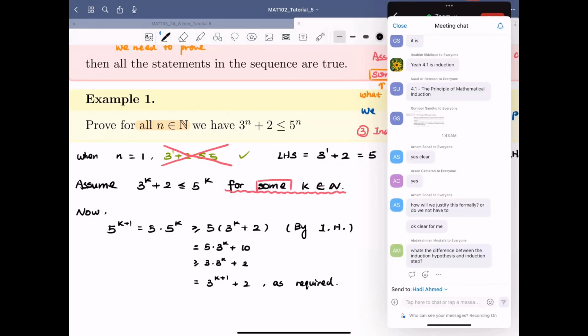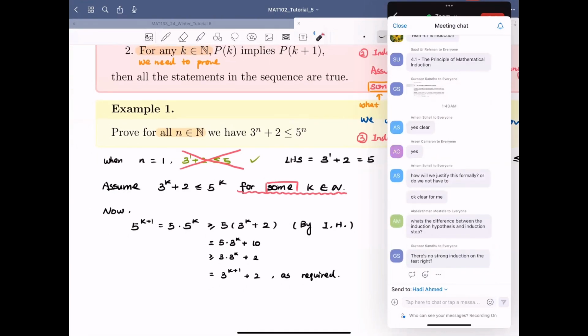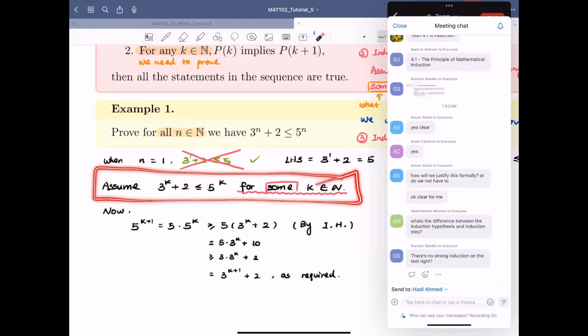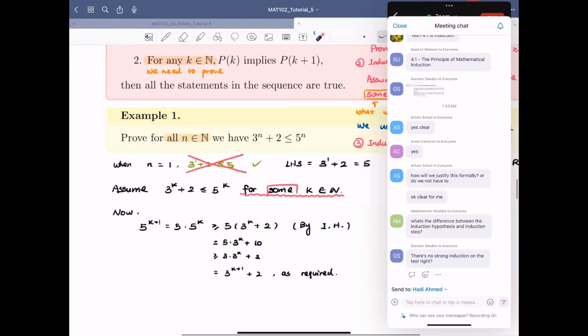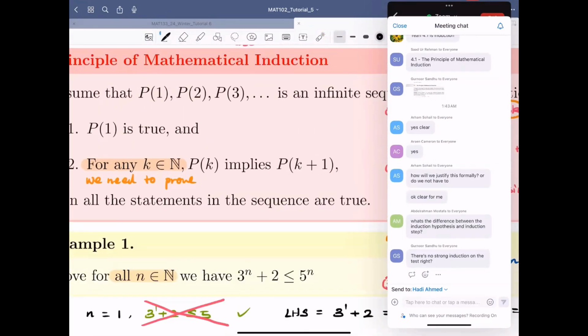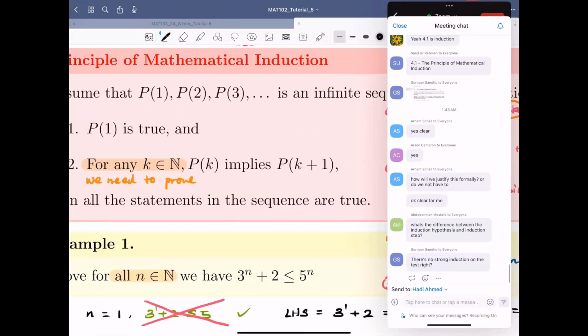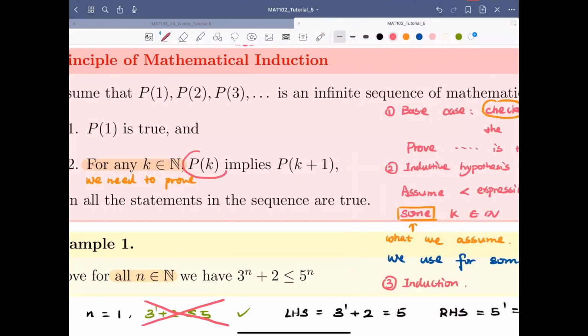What's the difference between the induction hypothesis and induction step? Induction hypothesis is your assumption. Induction step is where you actually do the step. So this is what you assume, and induction step is where you actually prove. So this is your IH. You assume this, which is your IH, and you prove this, which is your induction step.